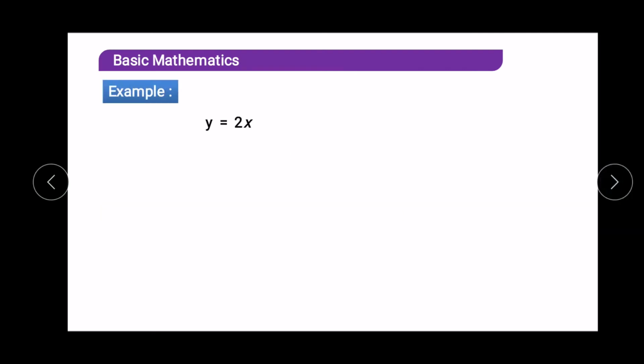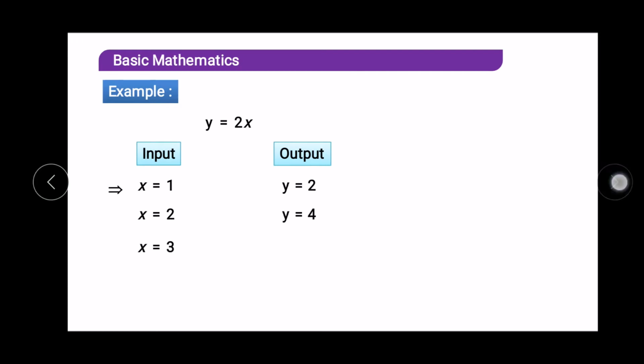Example, consider y is equal to 2x. Another function: take the input, get the output. Suppose the input is x is equal to 1, what will the output be? Put x is equal to 1 in the equation, you will get y is equal to 2. Similarly, when x is equal to 2, you will get output y is equal to 4. When x is equal to 3, you will get output y is equal to 6, and so on.